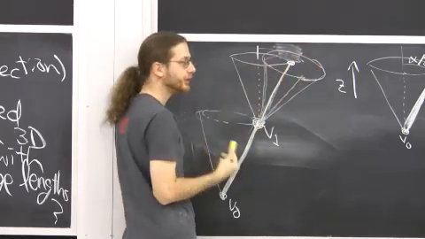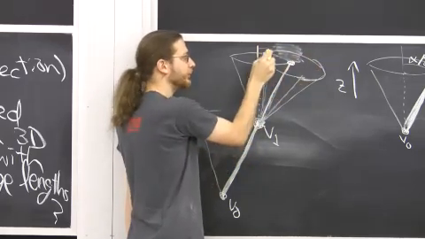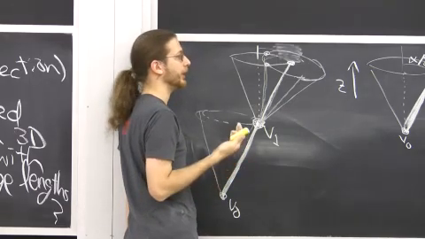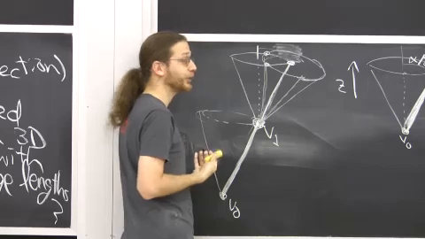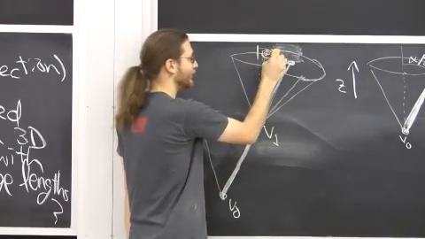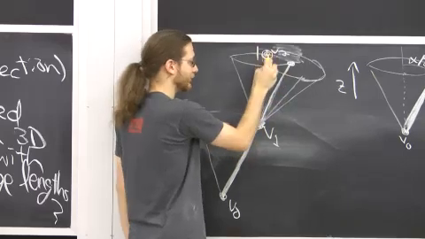Conveniently, there are two intersection points between those two cones. I can choose either one of them to be V2. And I will choose the counterclockwise most one, which is this one. This is going to be V2. So draw that edge.